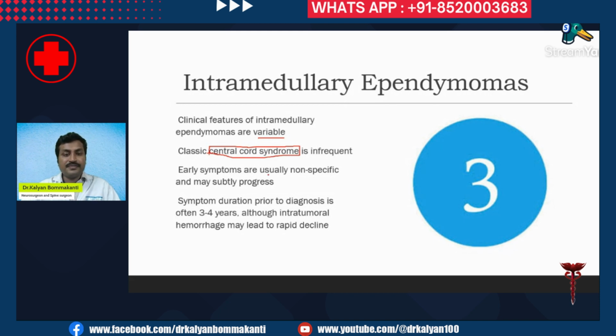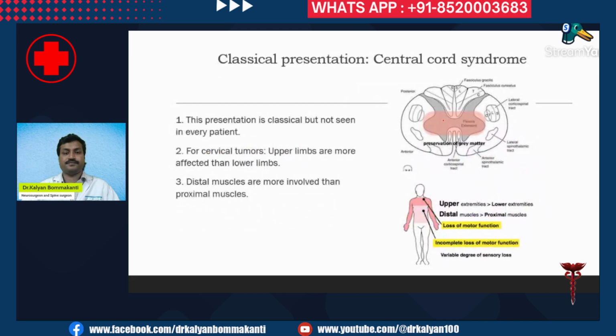The early symptoms are usually non-specific and they progress very slowly. These non-specific symptoms last for 3 to 4 years before a rapid decline. So you have to remember, there is at least a 3 to 4 year period of non-specific symptoms. That is, it's very difficult to suspect a spinal cord tumor. In these 3 years, before the symptoms become obvious, the tumor increases in size.